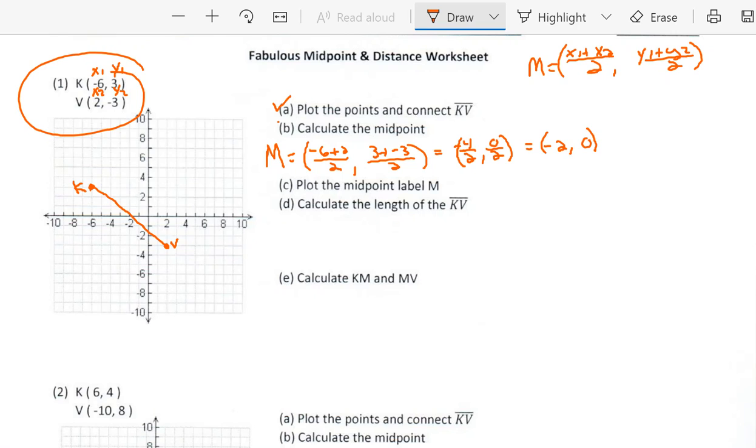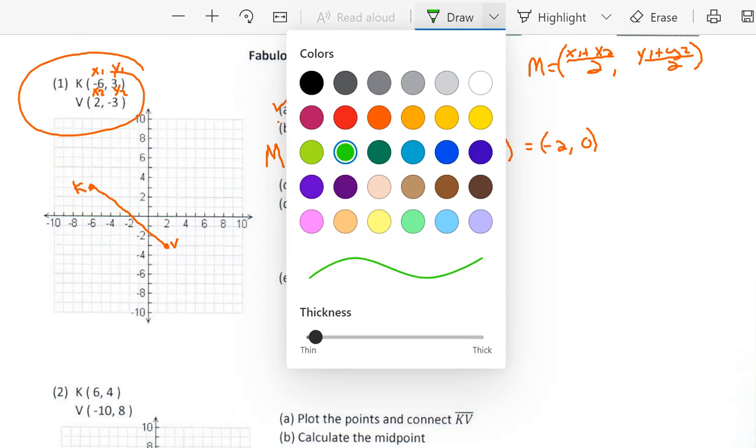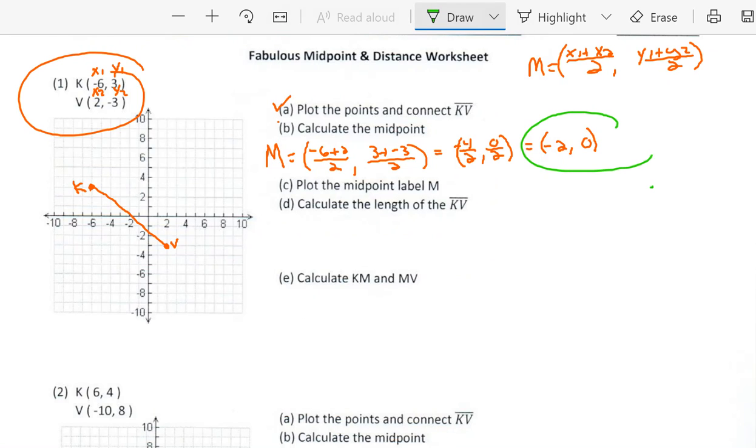Next thing here, it says to plot the midpoint. So plot the midpoint means we want to put it on the graph. Let me get a different color here. And we're going to plot this on the graph. So this is my midpoint. So it's going to be negative 2, 0. It's right there.